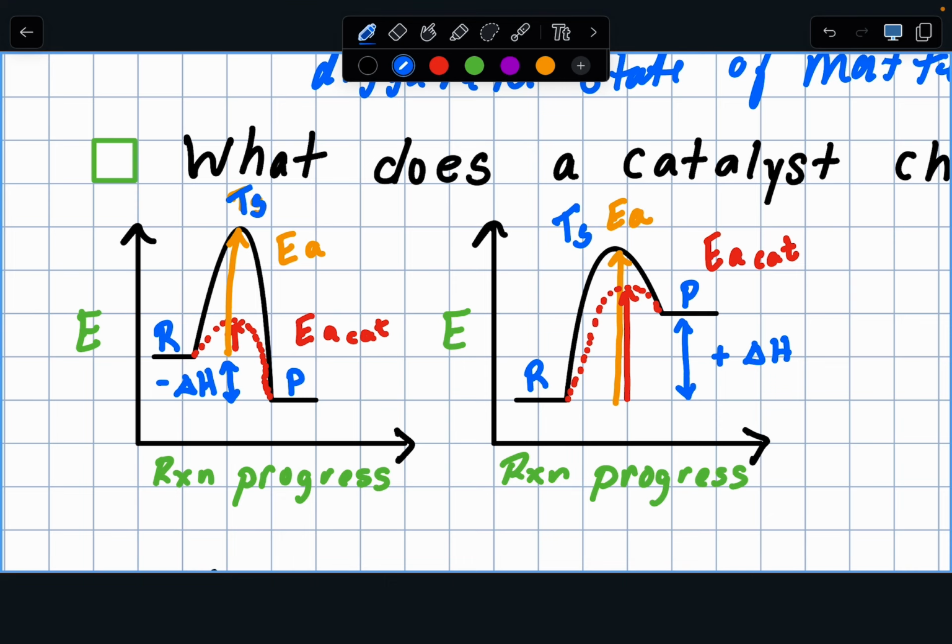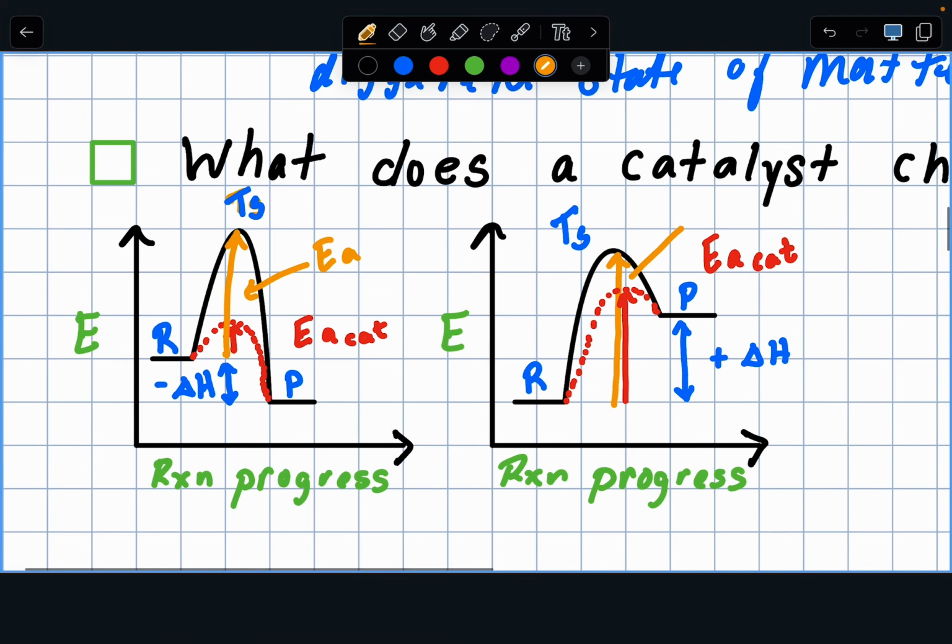All right. And then again, just to make sure you're not misled here, the orange line is the activation energy. So I'm just going to label that a little bit better. So this right here is the activation energy without the catalyst. Okay.